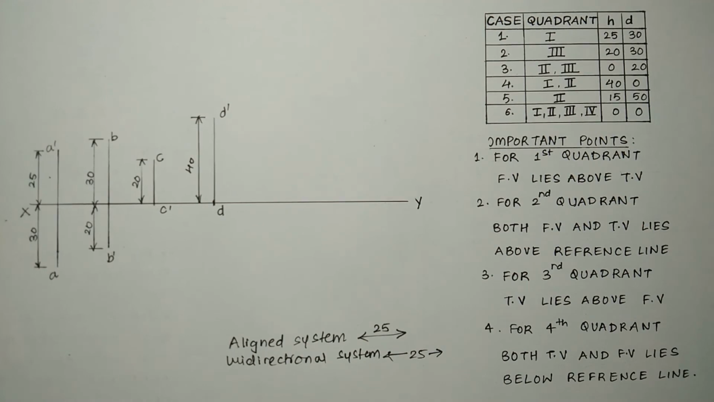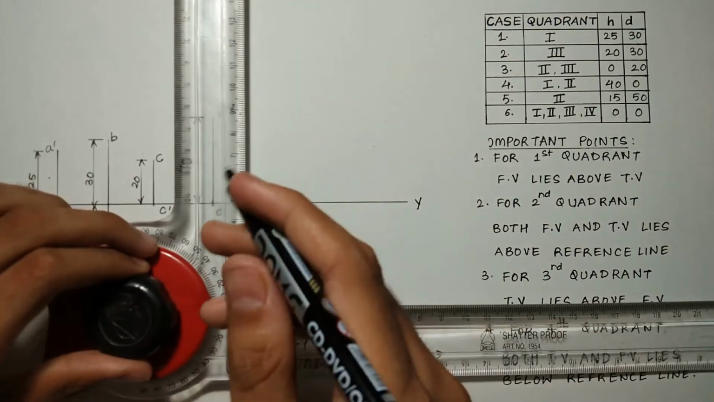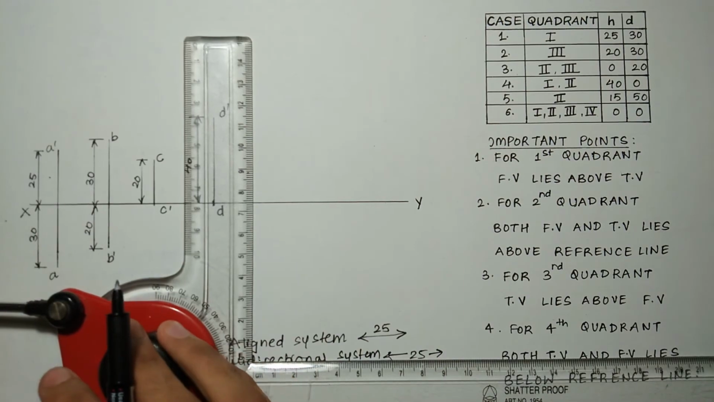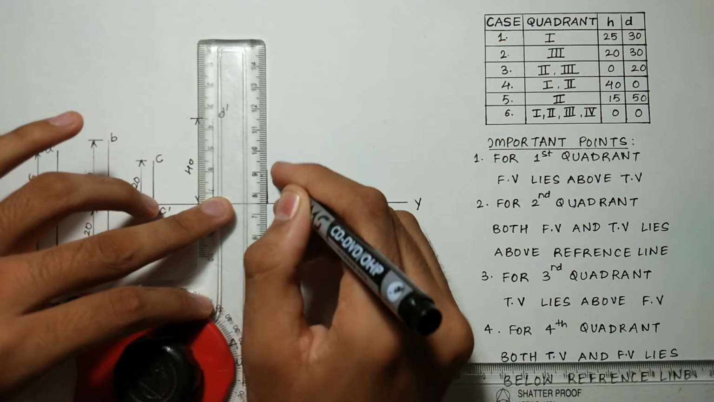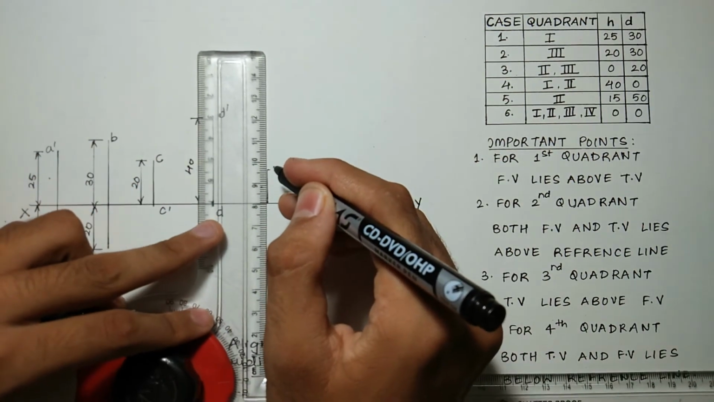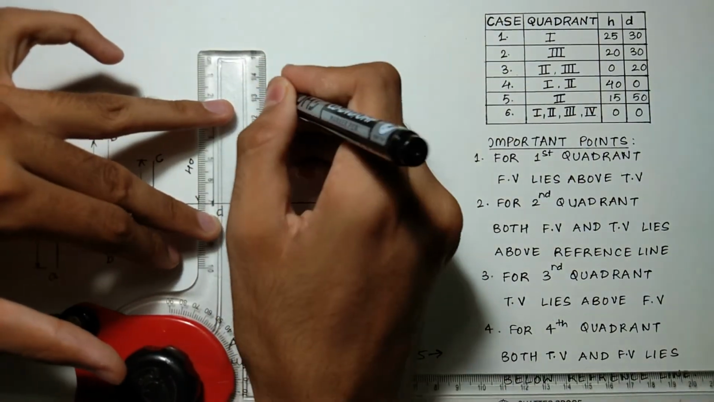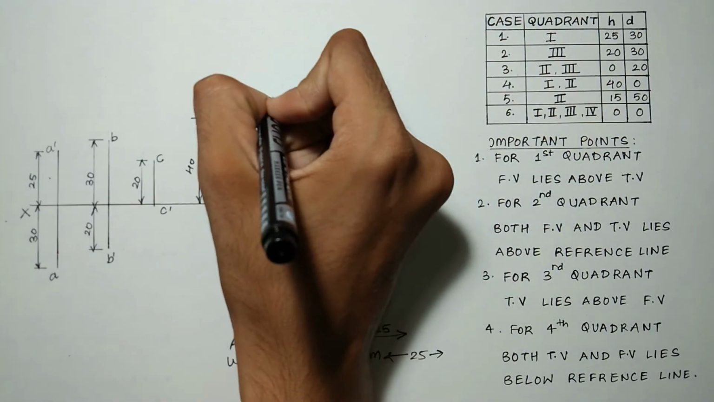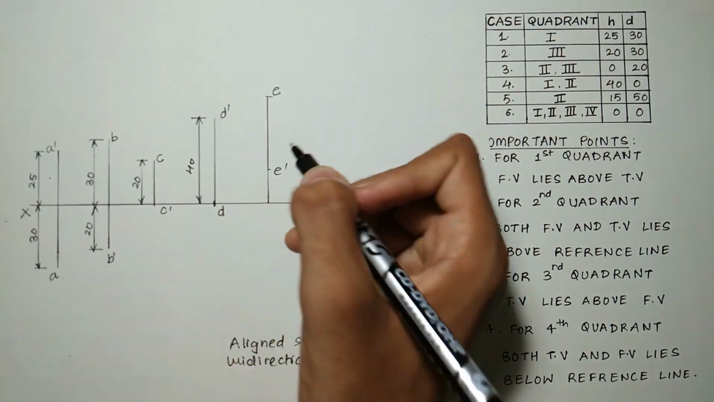Now for the fifth case, a point is resting in the second quadrant. This indicates that both front and top view lie above the reference line only, so the distance h and the distance D have been plotted above the reference line only. So let us plot it down. Our front view lies at a distance of 15 mm, and our top view lies at a distance of 50 mm. Now let us plot it down. This point is our top view, so it is our E point, and this is our E dash point.